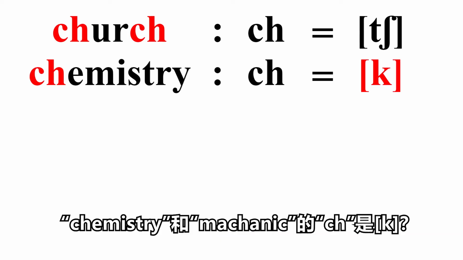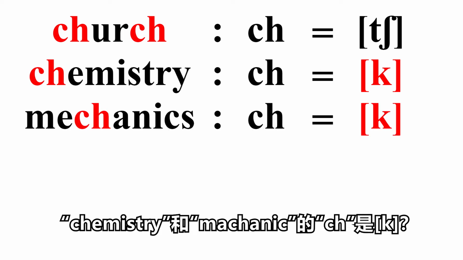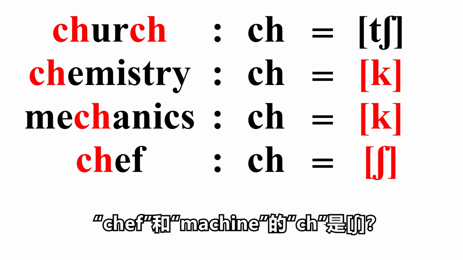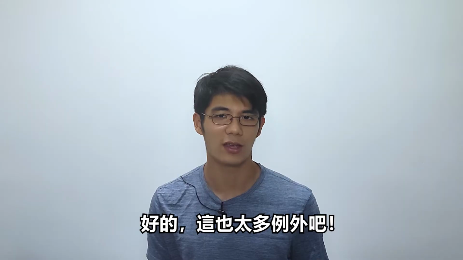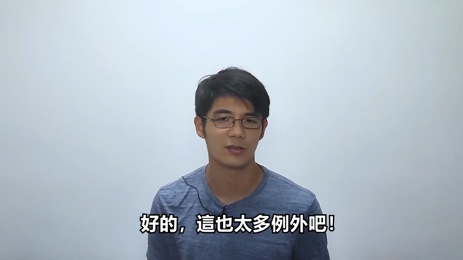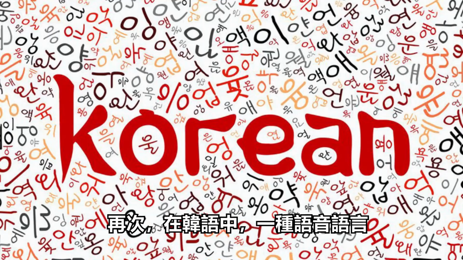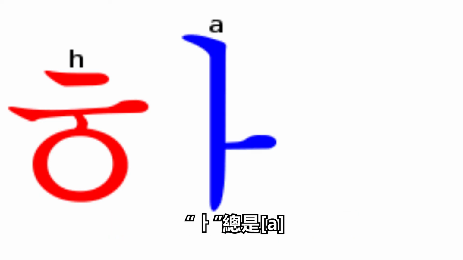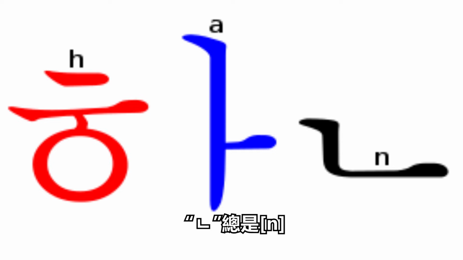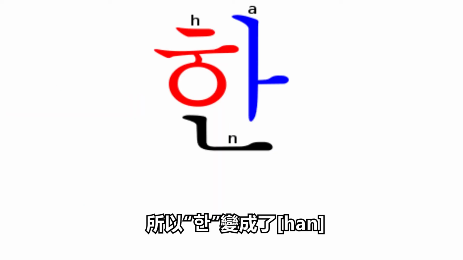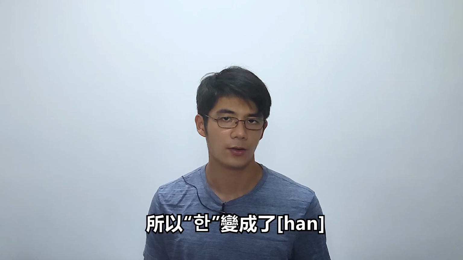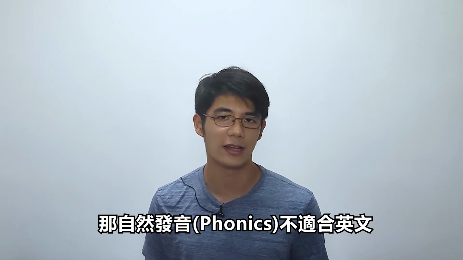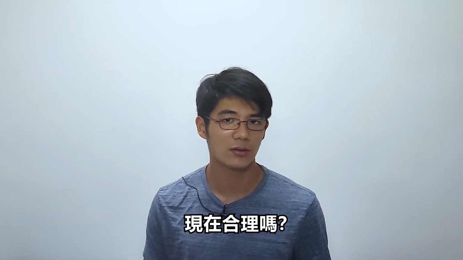Okay, CH should be Ch as in church. Wait, K as in chemistry and mechanics? Sh as in chef and machine? Okay, there are too many exceptions. Again, in Korean, a phonetic language, this is always H, this is always A, this is always N. So this becomes Han. So Phonics doesn't suit English. Does it make sense now?